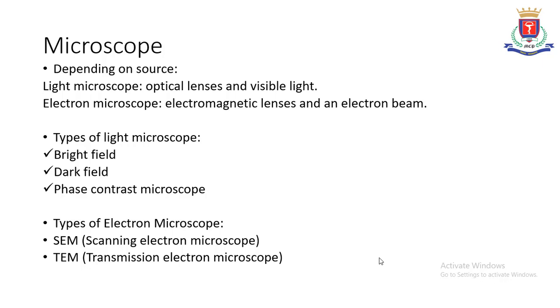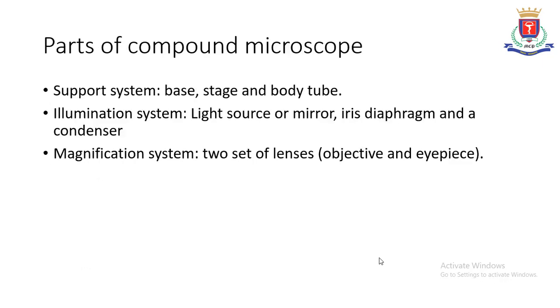Now the different types of light microscope include bright field microscope, dark field microscope, and phase contrast microscope. Whereas the different types of electron microscope include SEM, that is scanning electron microscope, and TEM, that is transmission electron microscope. We will be studying each of these microscopes in detail.